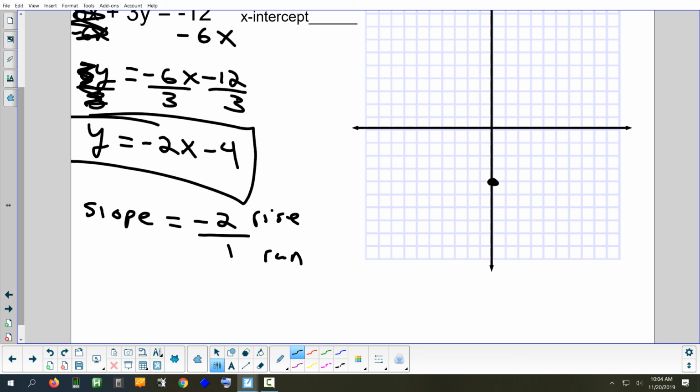So these are directions from the y-intercept, how to get to the next point. Which way is it telling me to go from this point first? It's telling me to go down how many? Down 2. And then what? Over 1. Which way is over? To the right. Down 2, right 1. So I'm going to go down 2, right 1. Down 2, right 1.